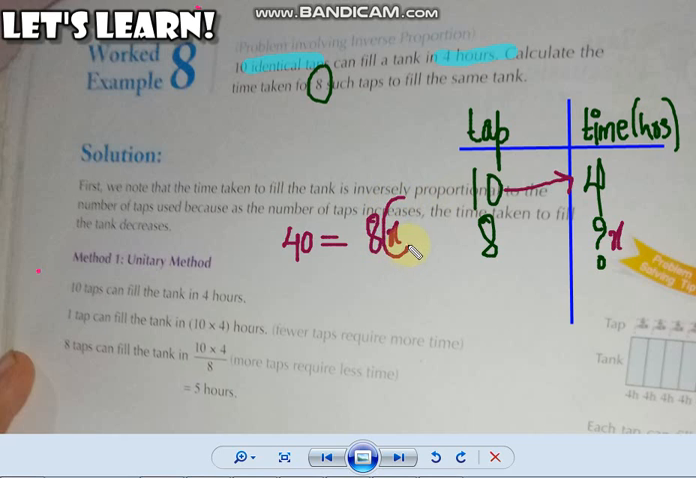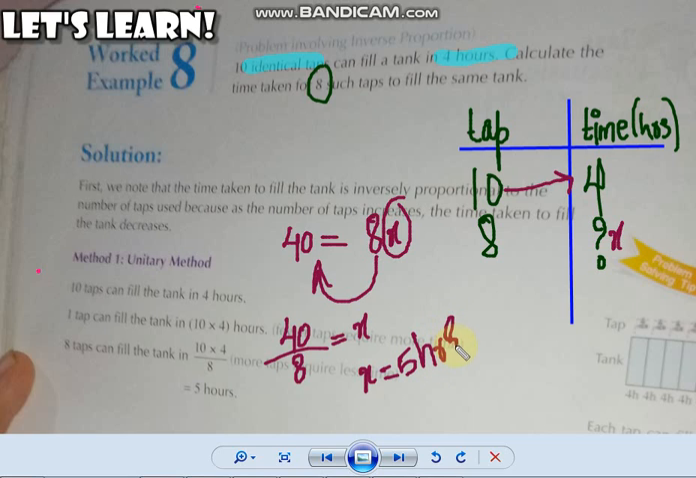So I have to make it alone. I have to take this 8 from here to the other side of the equation. So 40 divided by 8 is equal to x. We know that 40 comes in the table of 8, when 8 5s is 40. So x is equal to 5. So we can see that it is going to take 5 hours to completely fill the tank.